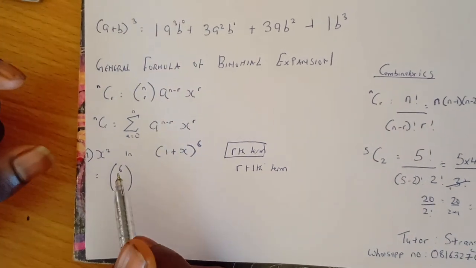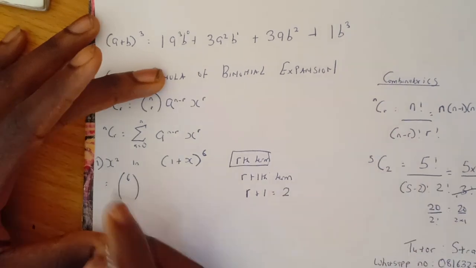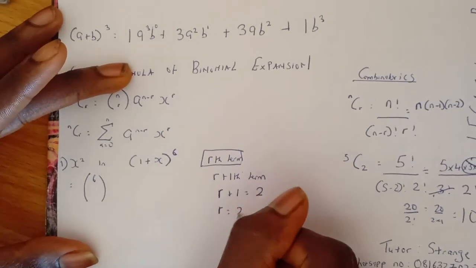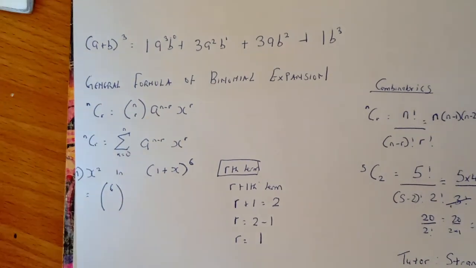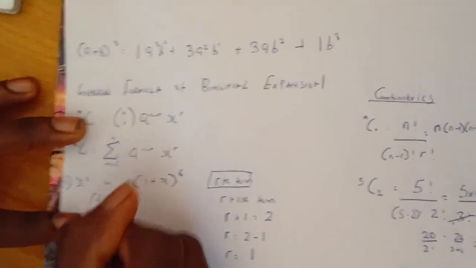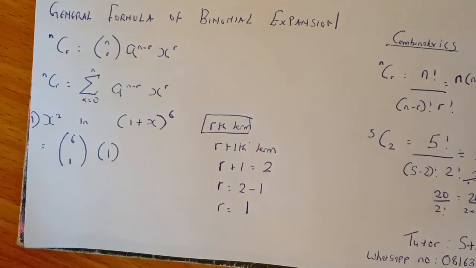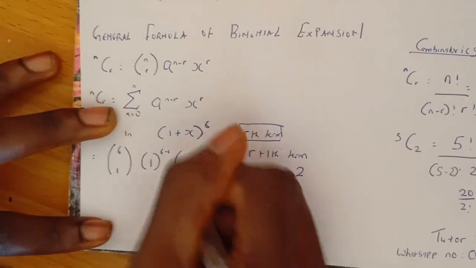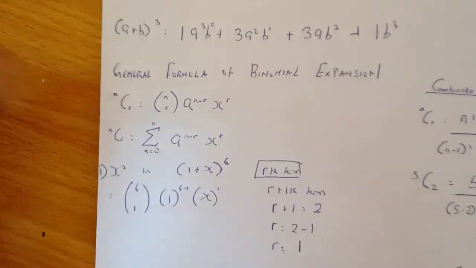So we have x squared. That will give us r plus 1 is equivalent to 2. That will now be r equals 2 minus 1. R is equivalent to 1. Our r is 1 already. So we always look for the r plus 1 term. So then let's insert our 1 there for r. What does our first term mean? Our first term is most definitely 1. A to the power n minus r: 6 minus 1, right? And x raised to the power of r. What is r? 1. Easy peasy.